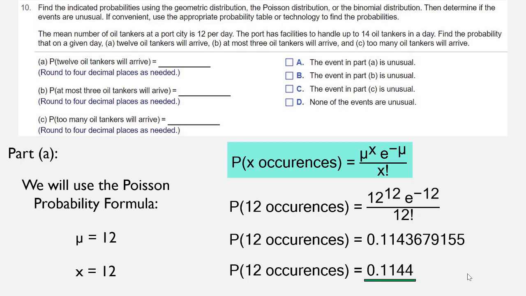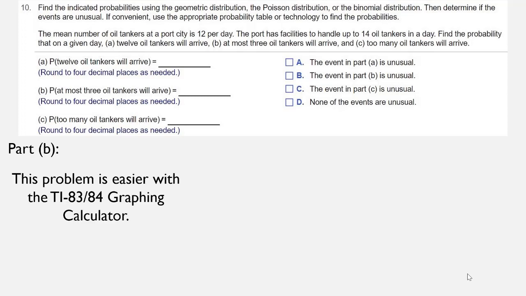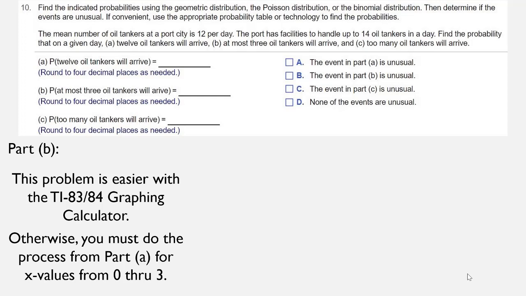In part B, we're being asked what's the probability that at most 3 oil tankers will arrive. So at most 3 would be 0 through 3. We can actually use the graphing calculator to help us. There's a built-in function there called the Poisson Cdf formula. Otherwise, we would have to do that same thing that we did in part A for x equals 0, x equals 1, x equals 2, and x equals 3, and then add those all together. This Poisson Cdf function will do it for us.